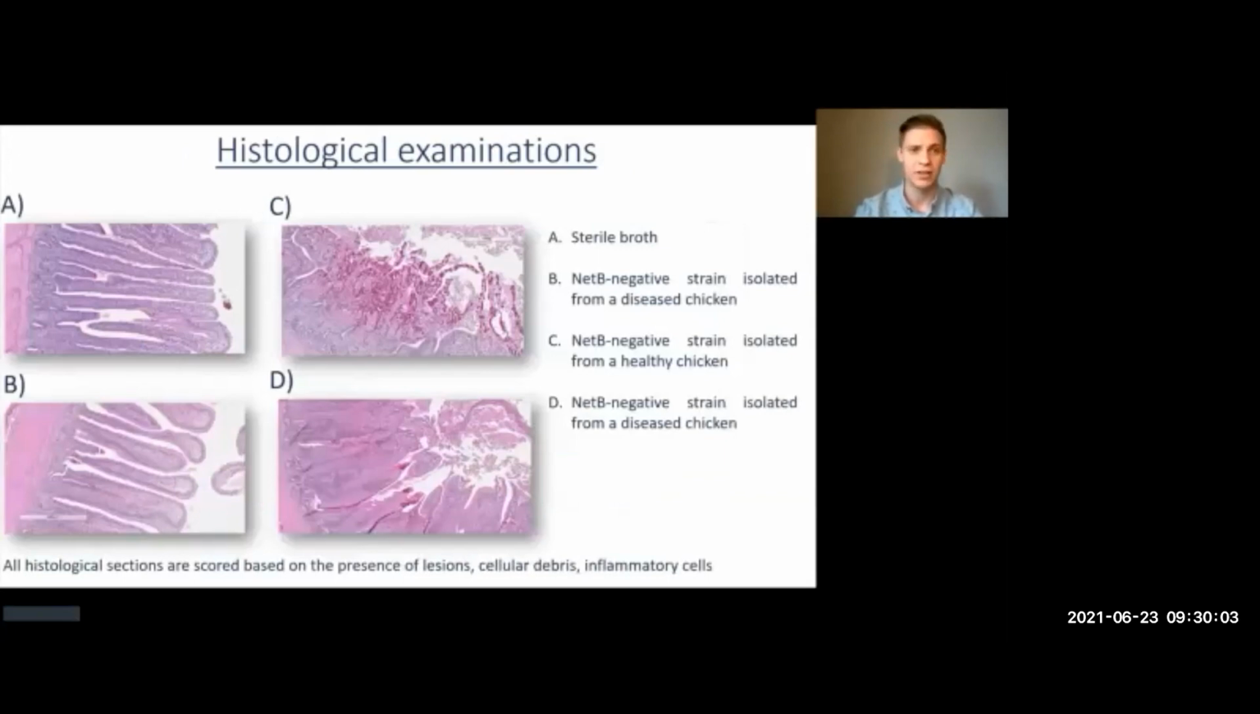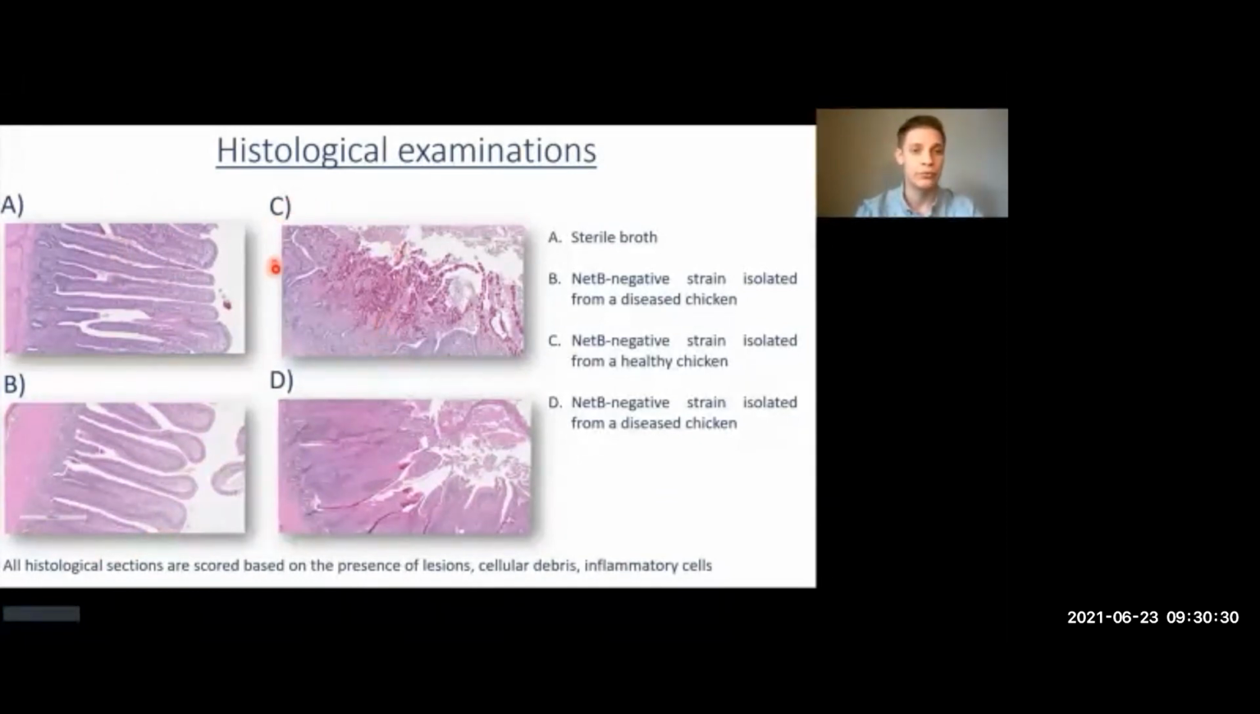Now let's move to histological examinations. So here I present to you 4 different sections that we did. If you look at section A, it's the negative control, where you can see that there is no histological damage. If you now look at section B over here, it's a NETB negative strain isolated from a diseased chicken showing no lesion. So it's similar to our negative control.